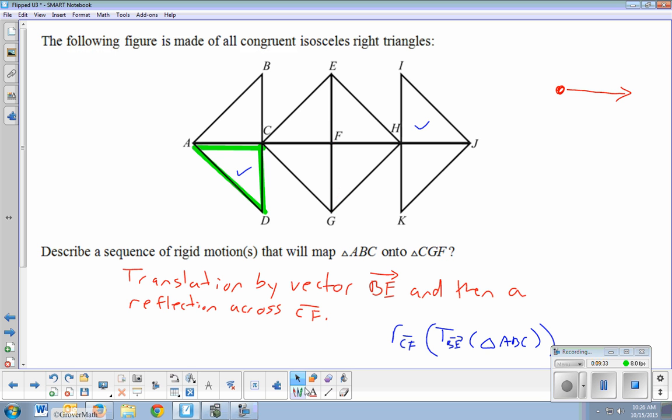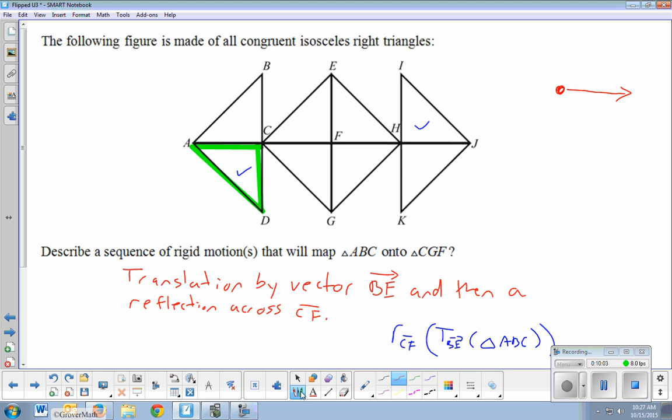I could do a translation from A all the way to J, and then rotate until this side maps to this side, like a 180 rotation. I could do something like that. I could do a reflection across AC, get here, and then translate it to here and reflect across here and then translate it to here. So there's a lot of different ways to do this.